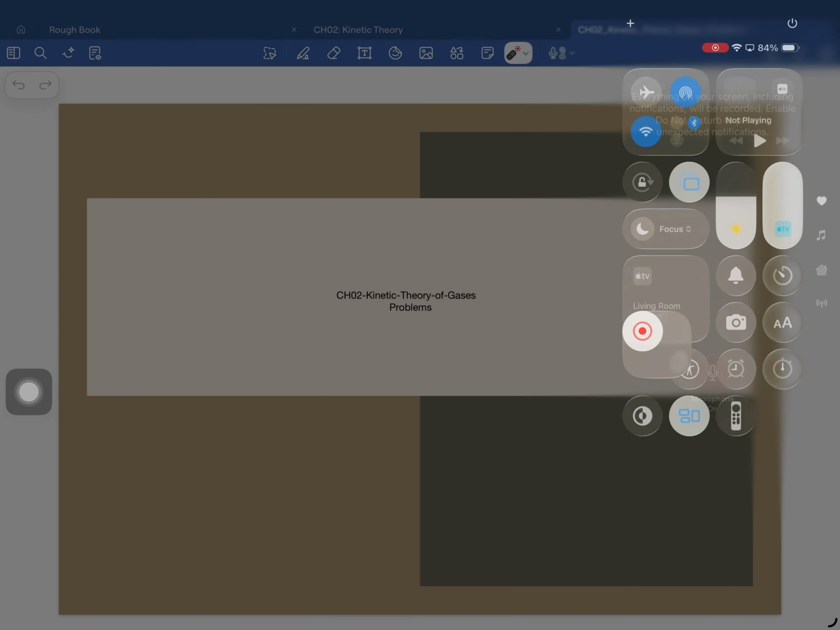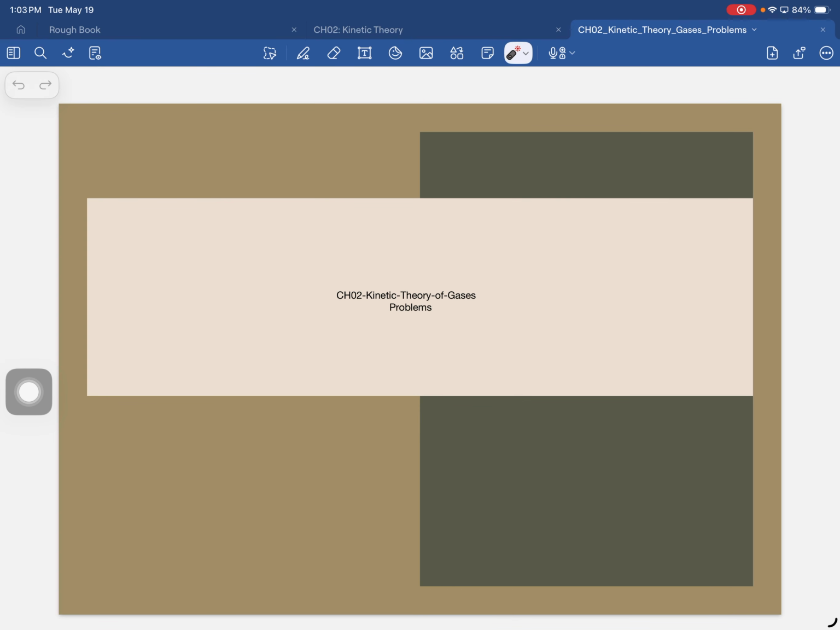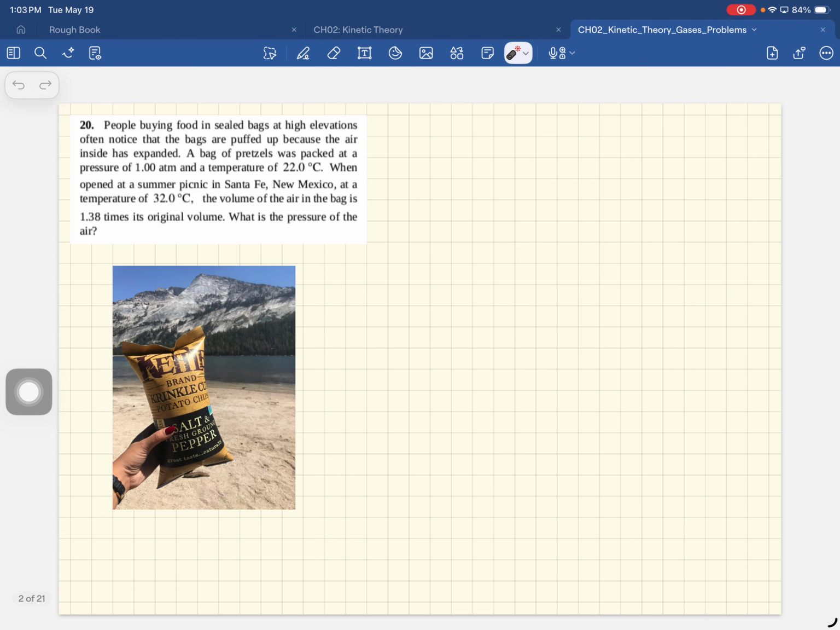At a temperature of 25 degrees Celsius, what is the net force due to the nitrogen on one wall of the container? Compare the force to the sample's weight.